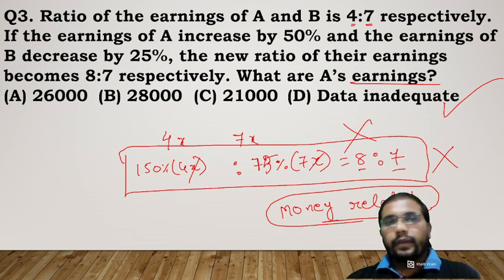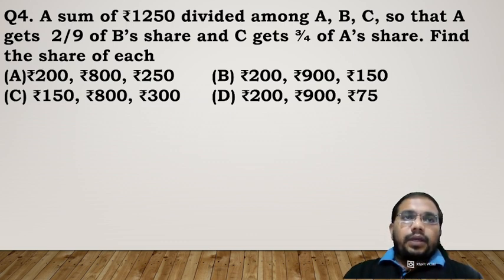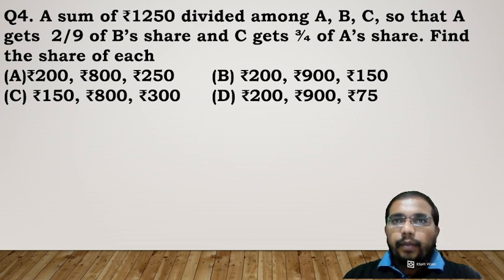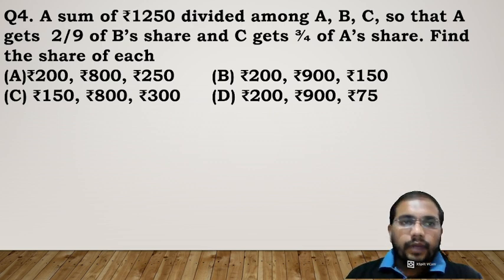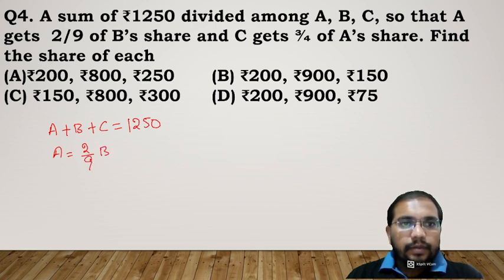Clear? Right. So next one, a sum of 1250 divided among A, B, C. That means A share plus B share plus C share is equal to 1250. A is getting 2 by 9 times of B share. That means A and B ratio is 2:9.